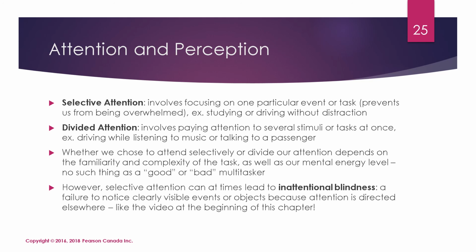So it's just a really neat example of how sometimes if you're paying too much attention to one task, it can lead to what we call inattentional blindness, which is actually a failure to notice clearly visible events or objects because attention is directed elsewhere. So because you were so focused on counting the basketball passes, you may have failed to notice the gorilla walking across the screen.